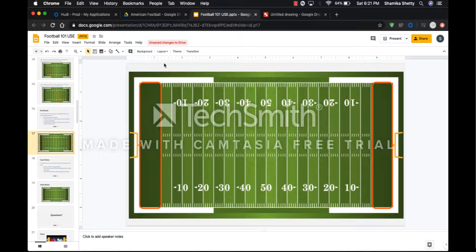Again, team A on the left, team B on the right. Team A is the offensive team moving from left to right. So team A's scoring end zone is this. Team B is moving from right to left. So the scoring end zone for team B is this one.